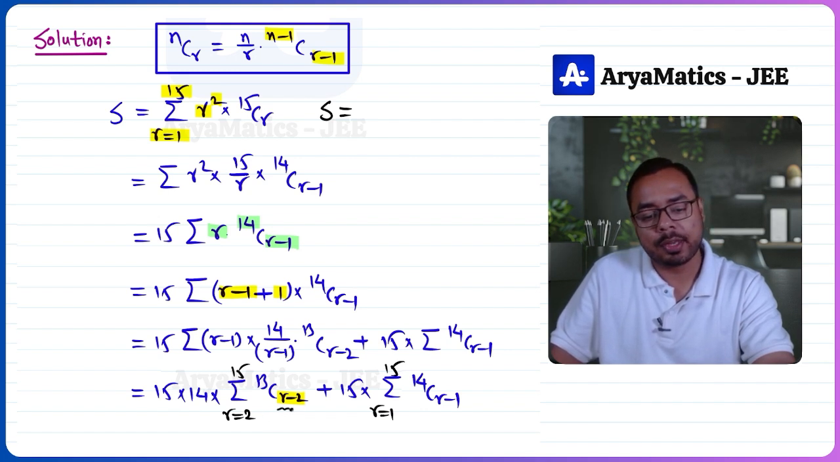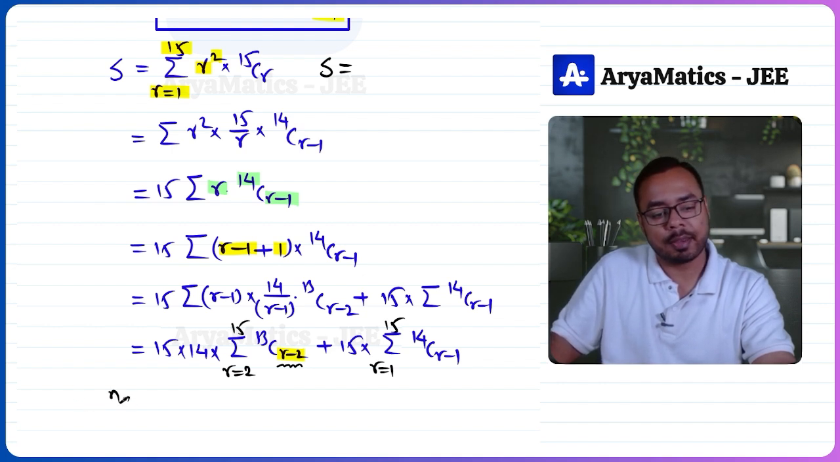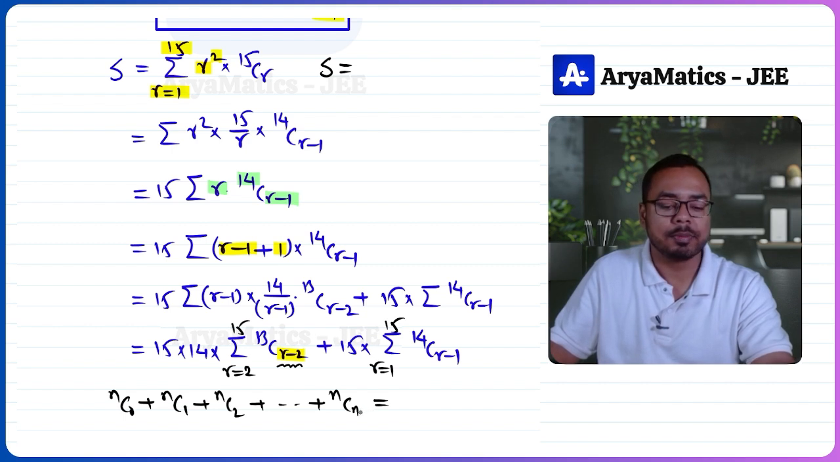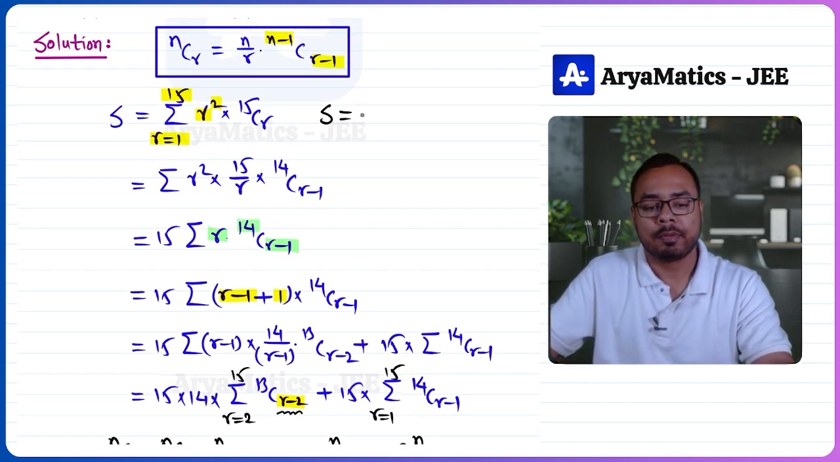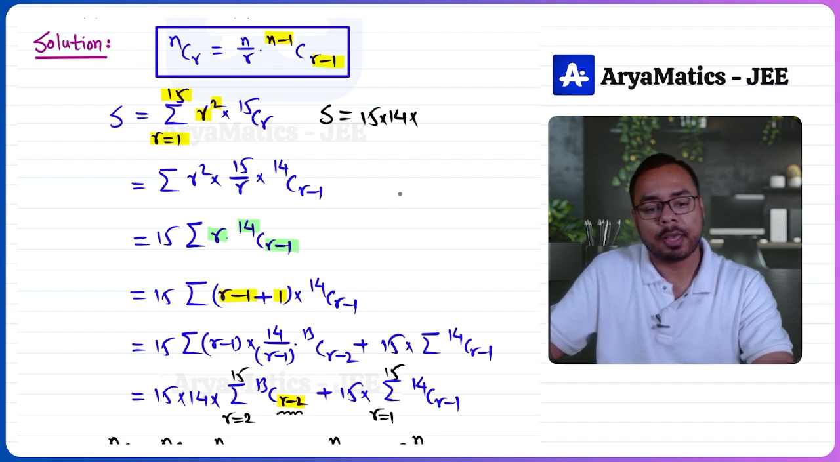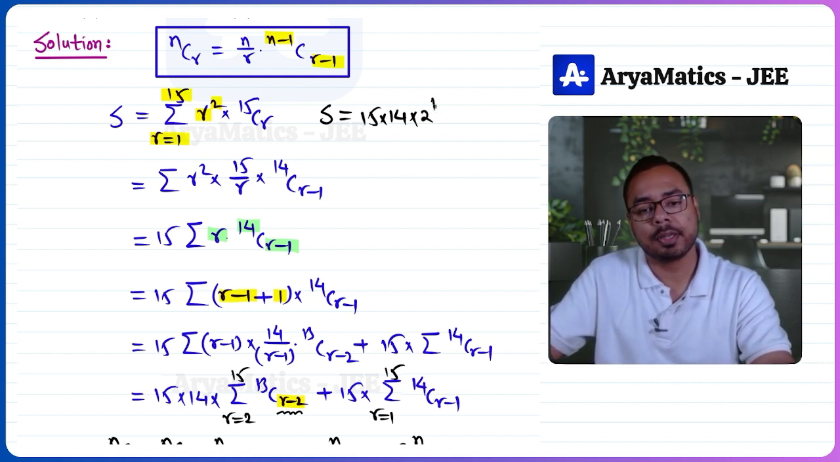Now, if you substitute 2 here, you will get 13C0, right? If I substitute 3 here, then we'll get 13C1, and this will continue up to 13C13. You must be familiar with this result, but again, I'll write it: if I have nC0 plus nC1 plus nC2 up to nCn, the sum of all binomial coefficients starting from 0 up to n is 2 raised to n. So this first sum you can write as 15 into 14, and then this series will start from 13C0 up to 13C13, so that will be 2 raised to 13.